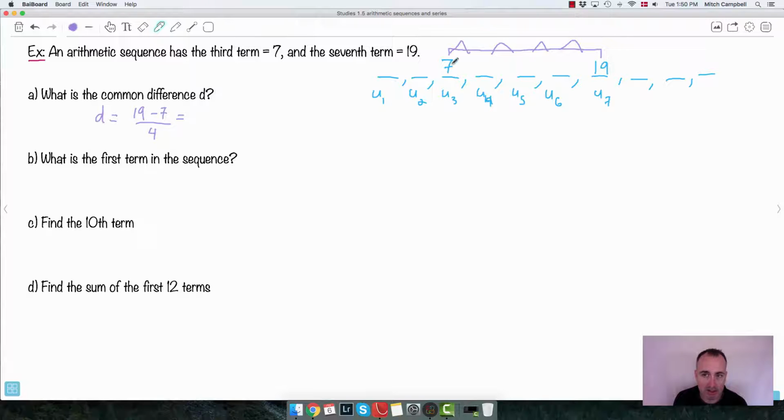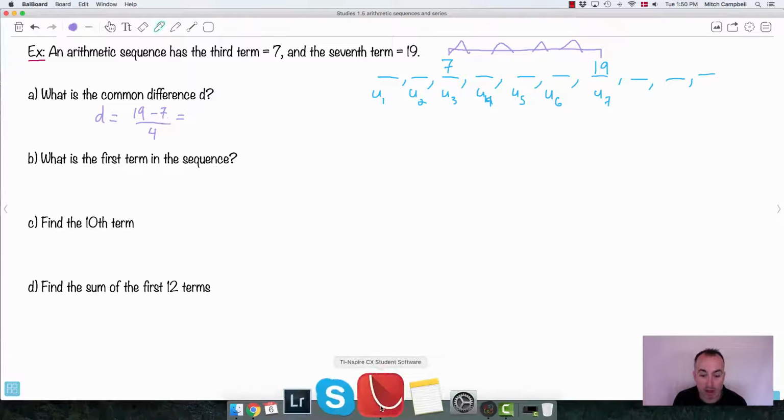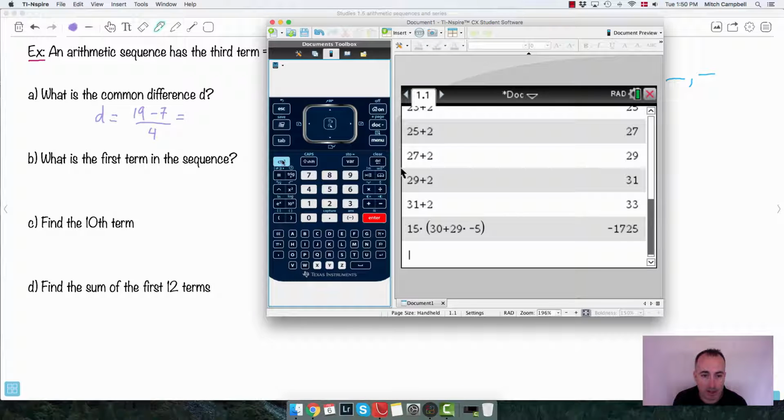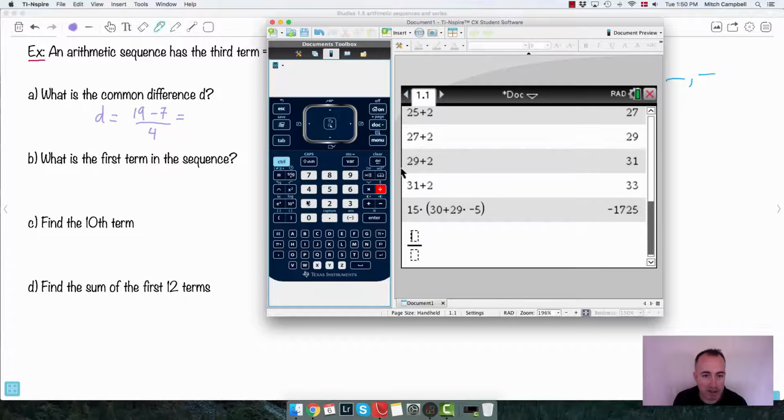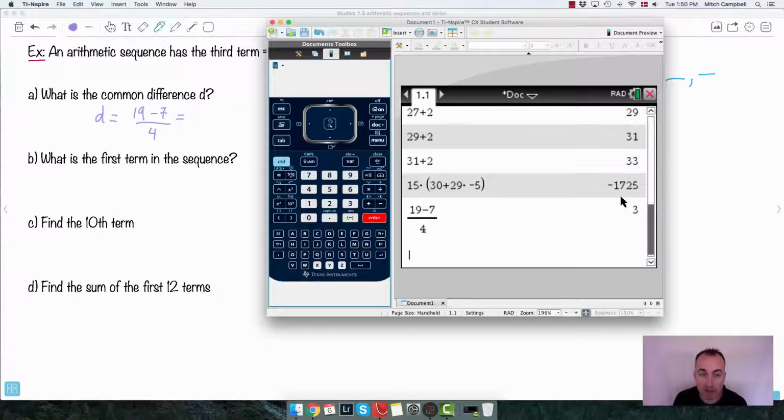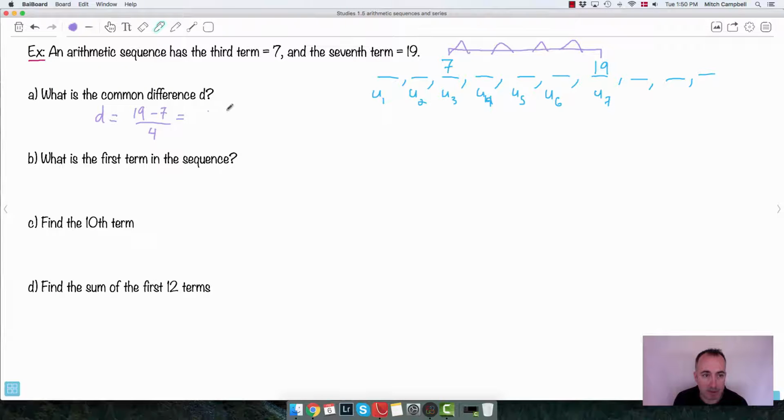The biggest minus the smallest, divided by the number of times you have to do your D here. In this case, 1, 2, 3, 4. That's why I divide by 4. So I could do that on my trusty calculator. So I can even put a little fraction to make it look pretty and do 19 minus 7 over 4. I end up with a common difference of 3. Let's see if that works. So we're saying that D equals 3.